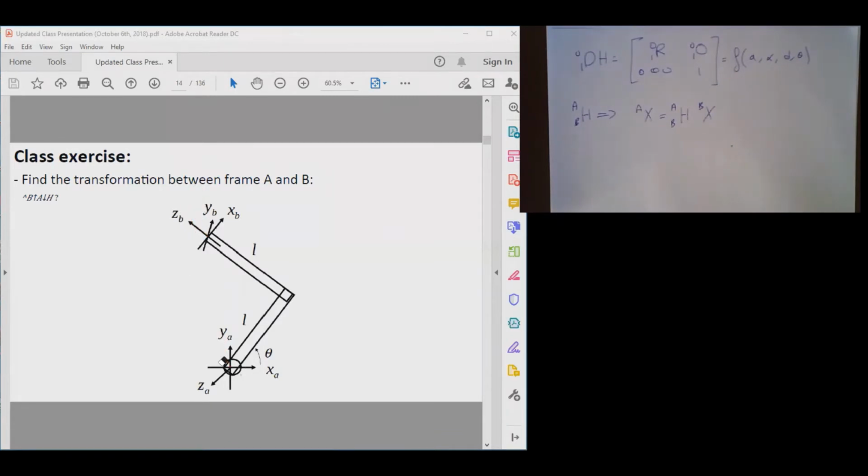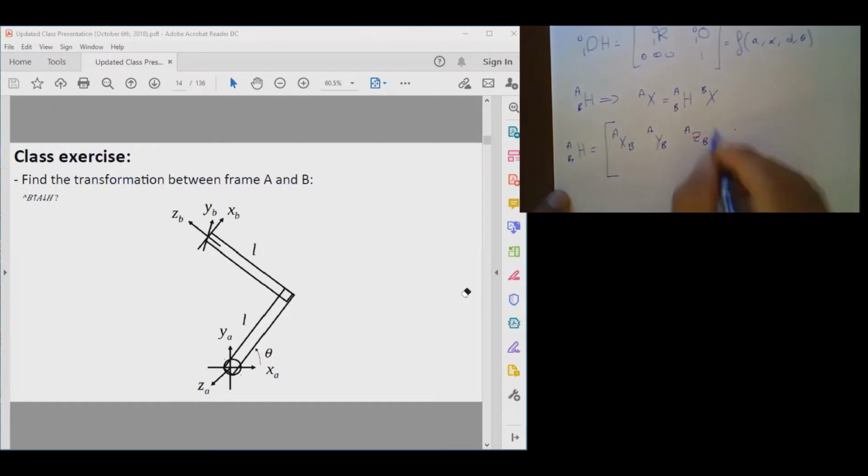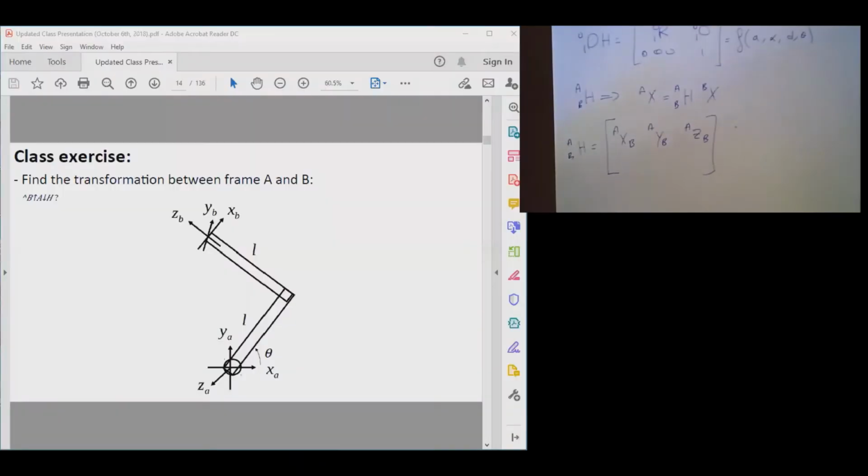So let us actually do this. We're trying to find HAB. How can I find HAB? Let's recall what HAB actually is. You're finding XB in frame A, YB in frame A, and ZB in frame A. So let us find XB in frame A, YB in frame A, and ZB in frame A.